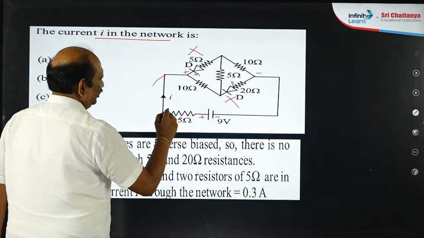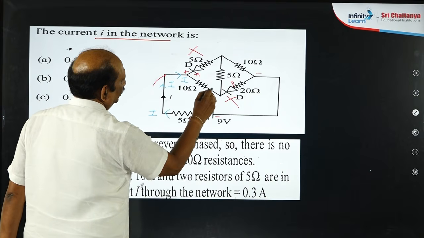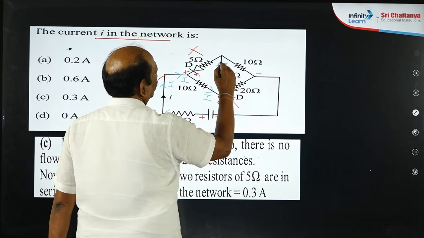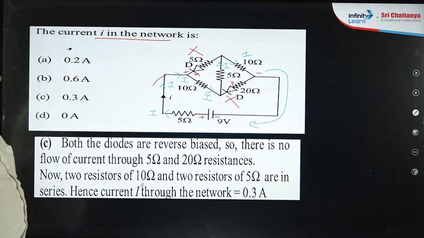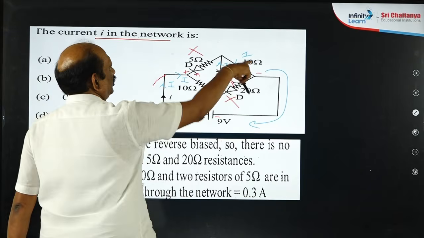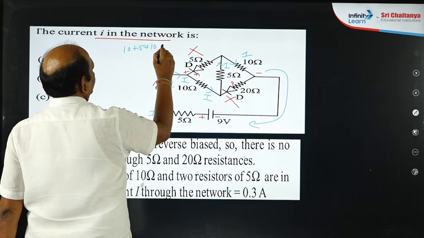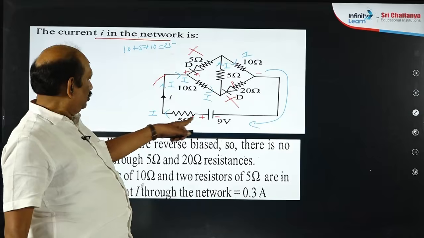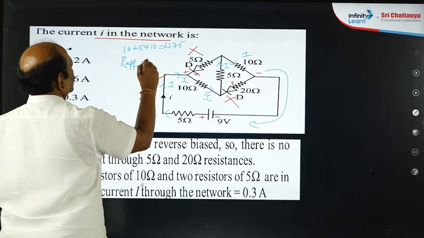That current given by the battery travels like this. Because the diode is not working, it will go upside here, and again it will come like this, finally into this. So this 5 ohm and this 20 are not working. This 10, 5, 10 are in series: 10 plus 5 plus 10 is 25. In this circuit, 5 is also there, plus 5. So R effective is 30.